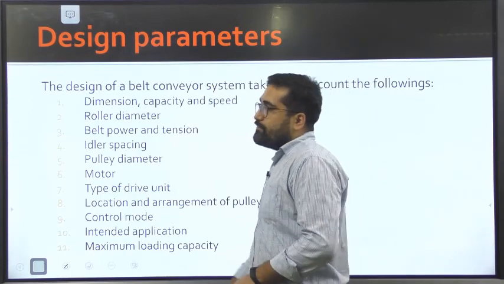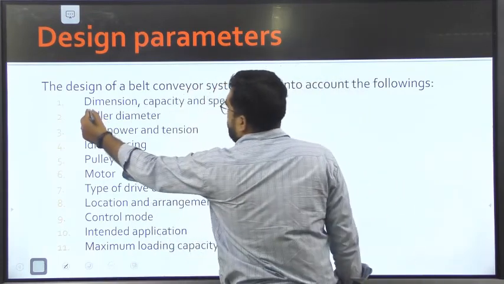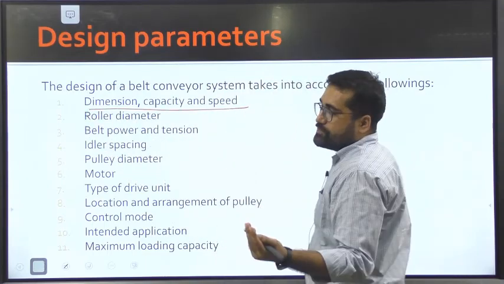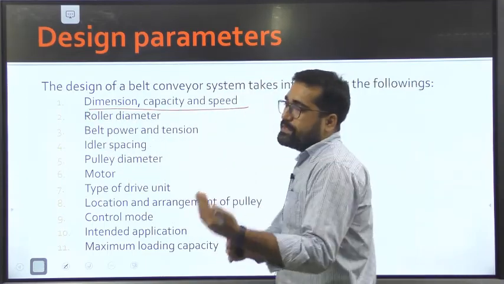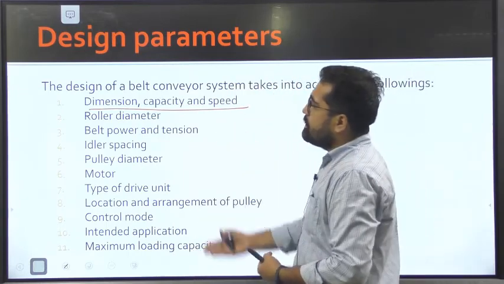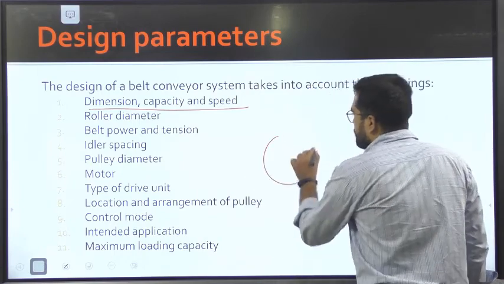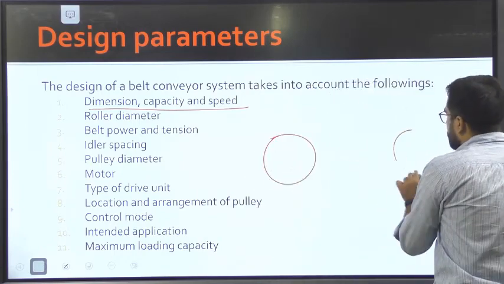Coming to the parameters we have to design in a belt conveyor: dimension, capacity and speed. What should be the dimension, what should be the capacity, what will be the speed, and after that we will see the roller diameter. Before talking about the parameters, let's see how the belt conveyor actually works.